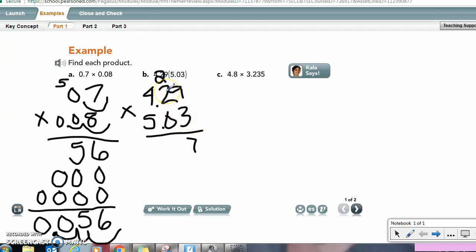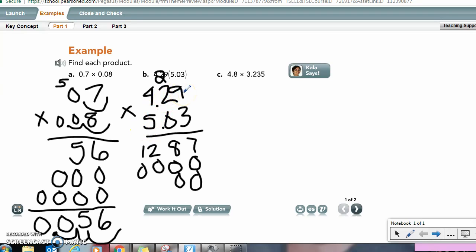3 times 2 is 6, plus 2 is 8. 3 times 4 gives me 12. I now need to add 0 as my placeholder. 0 times 9 is 0. 0 times 2, 0. 0 times 4, 0. Now I'm at 5. I have to remember 2 zeros.